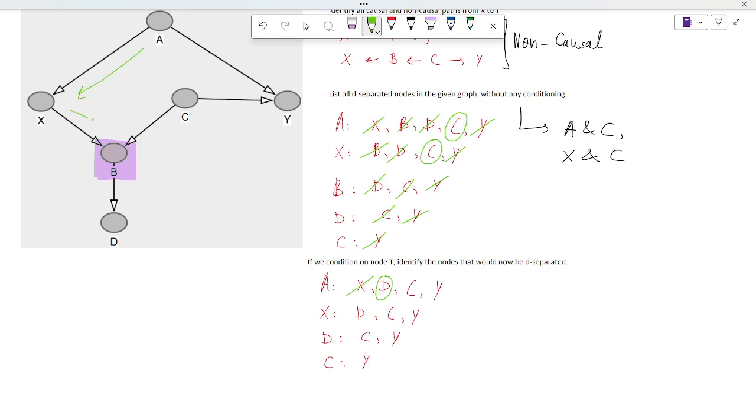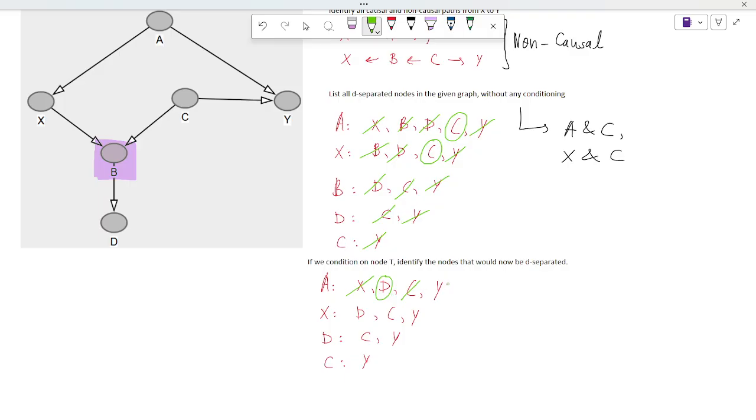And this other path goes to X, then B, and then it goes to C, where B was a collider. So B was a collider on this particular path. But when you condition on B, this path opens up. And now, since a path is open between these two nodes, it means that they are no longer d-separated. So it's also possible that two nodes were d-separated before, but when you condition on a collider on a path, they don't remain d-separated anymore.